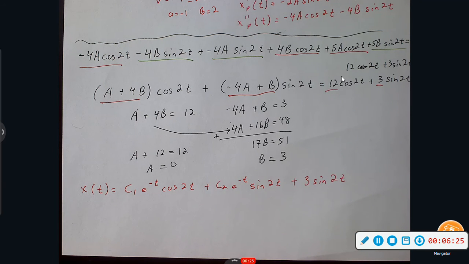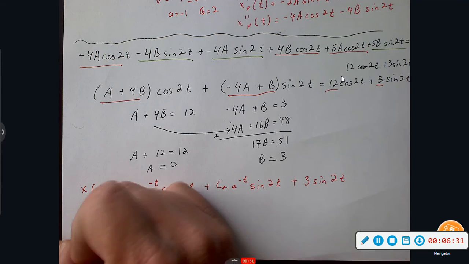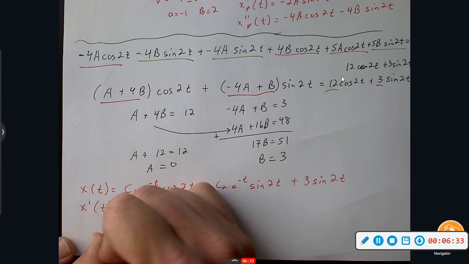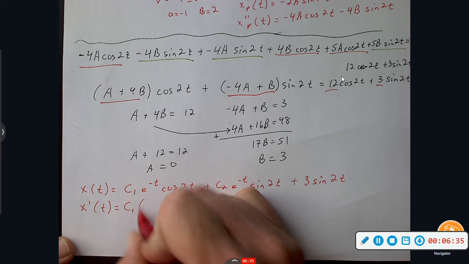So there's our equation. Now we have to find c1 and c2 using our initial value, but before we can do that, we have to have a derivative. So I like taking the derivative like this.